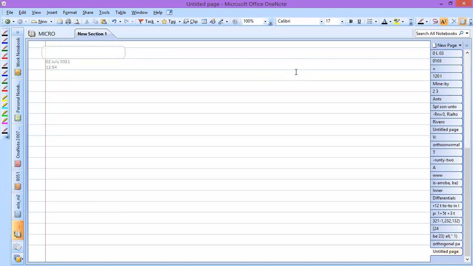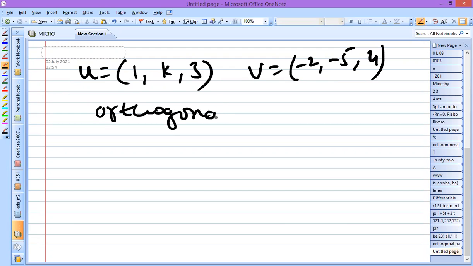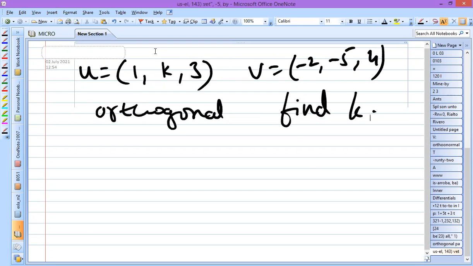And next, take one more different problem. Suppose U is equal to 1, k, 3, and V is equal to minus 2, minus 5, 4. If U and V are orthogonal, find k. So how are we going to solve this?